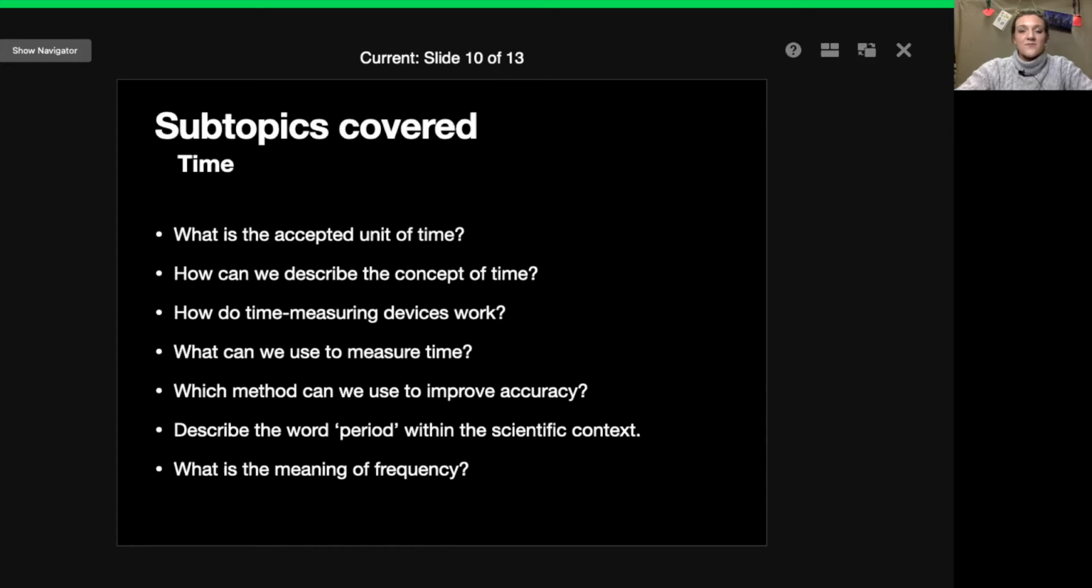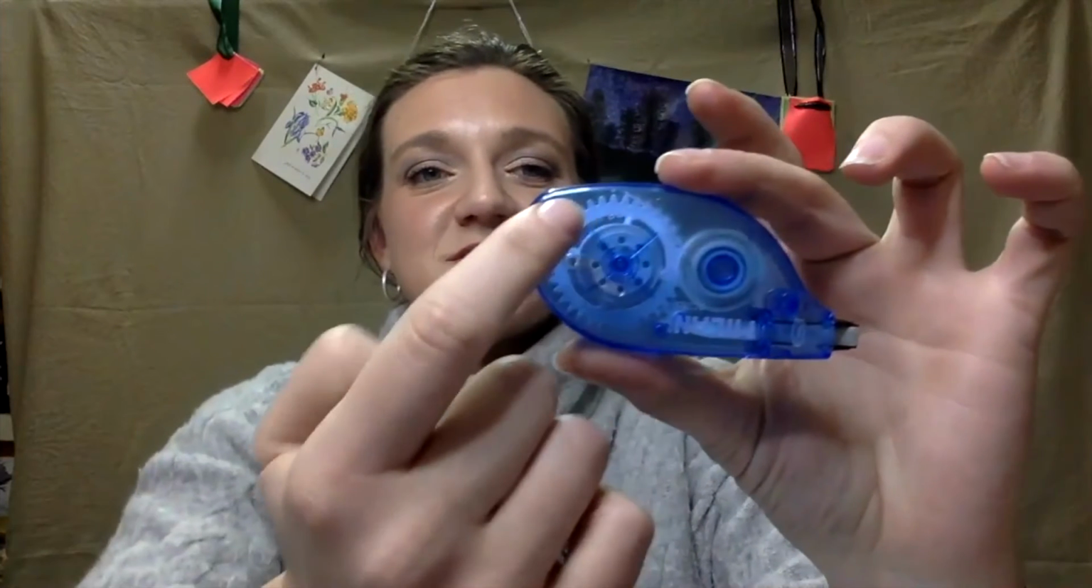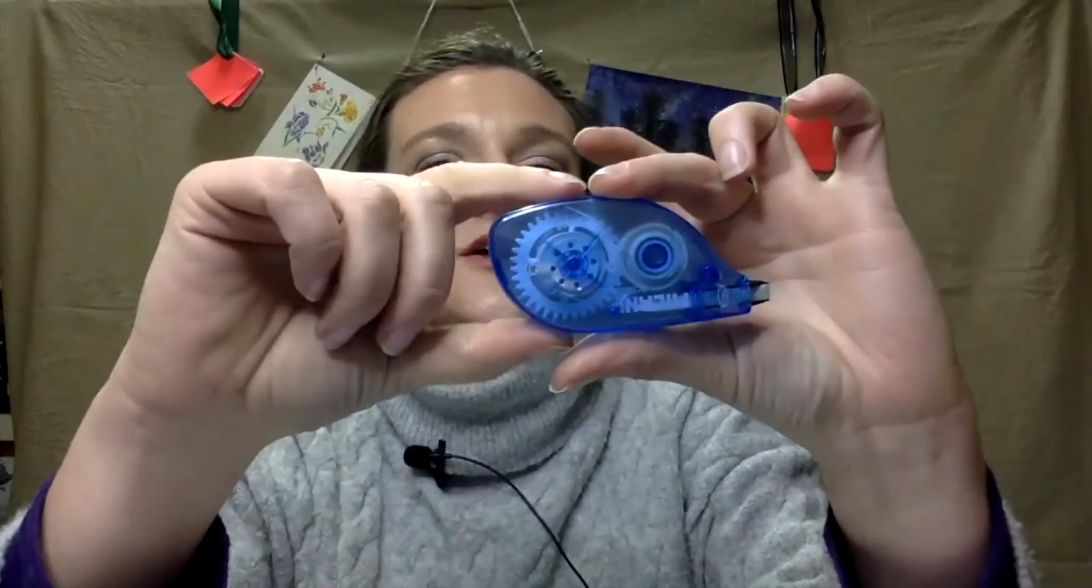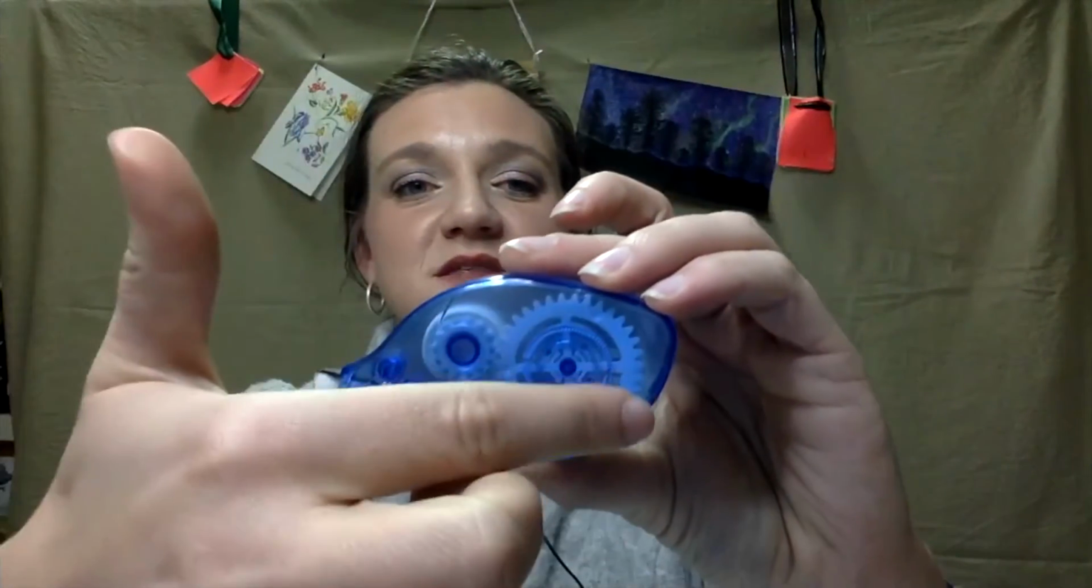How do time measuring devices work? Time measuring devices rely on an oscillation system. So let's see. If you look at this, you will see there's a gear on the inside. This is one of those Tipex tape things. As this thing oscillates, it turns around and around. And because of its oscillation, it has a certain duration that it needs to turn one cycle around.